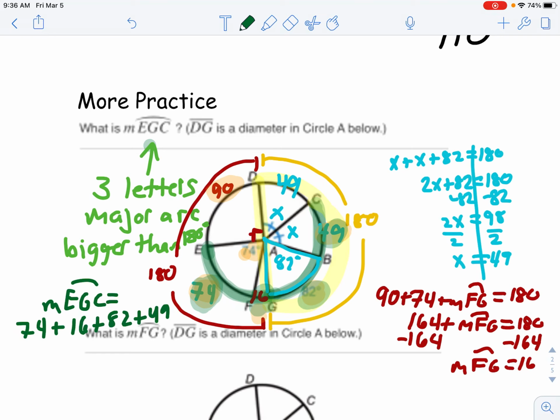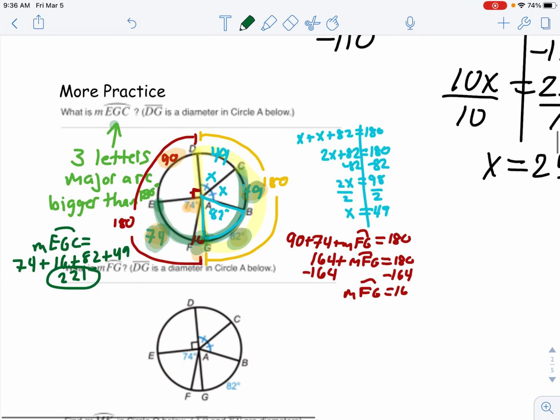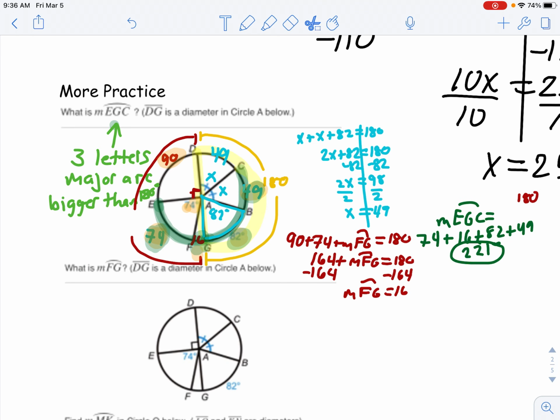74 plus 16 plus 82 plus 49 is 221. All right, that's the answer right there, 221 degrees. So we have to use a lot of stuff to figure this out. Let me move this over because now I can't read the next problem. We'll take that over there.